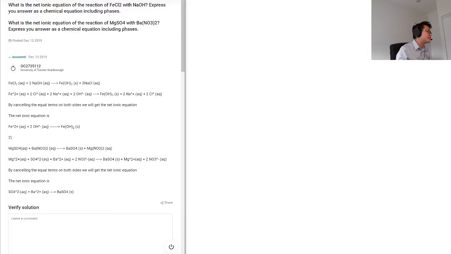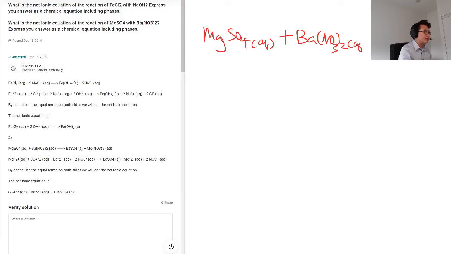Okay, another example will be magnesium sulfate with barium nitrate. We should start with an aqueous solution of magnesium sulfate and an aqueous solution of barium nitrate, and then they will form magnesium nitrate and also barium sulfate.